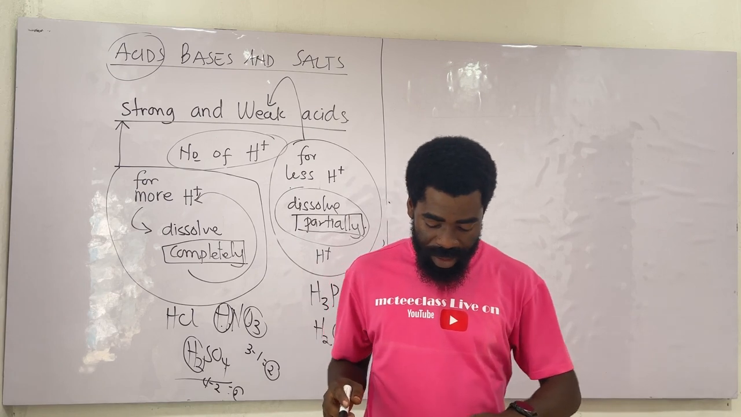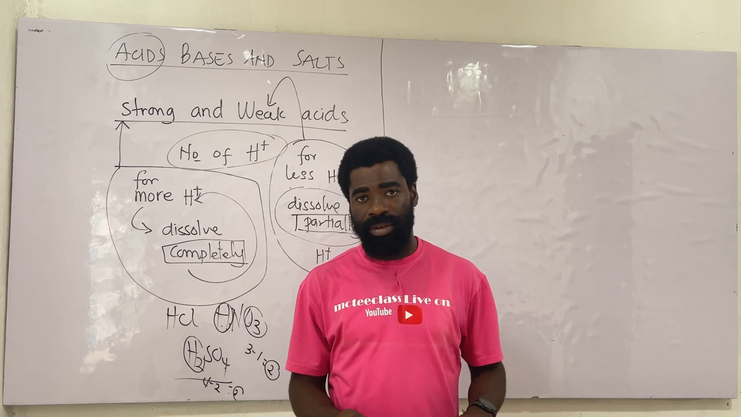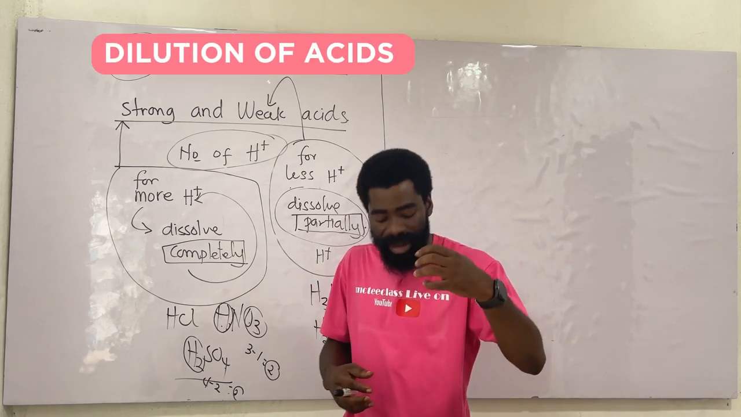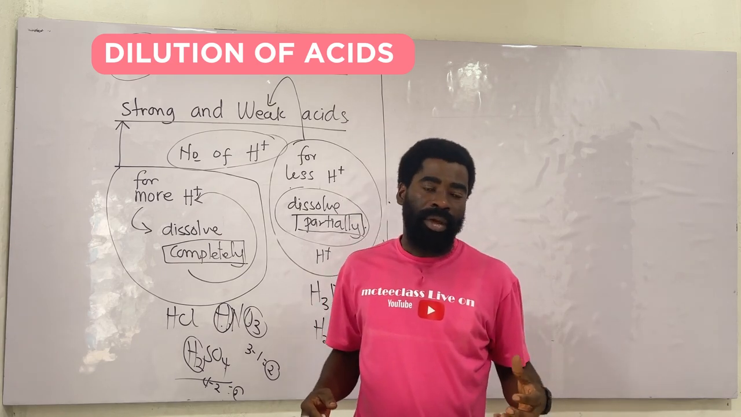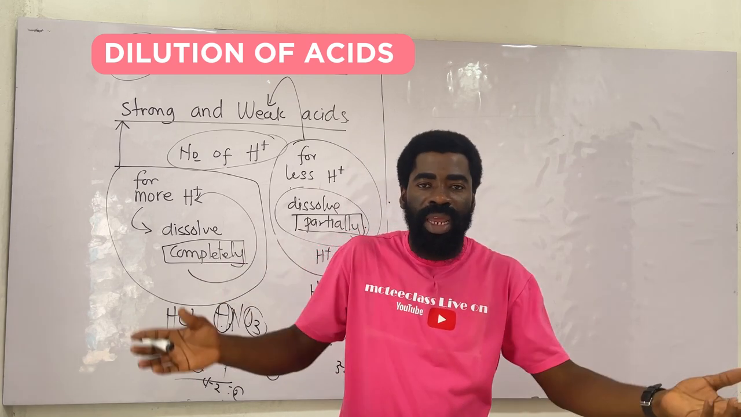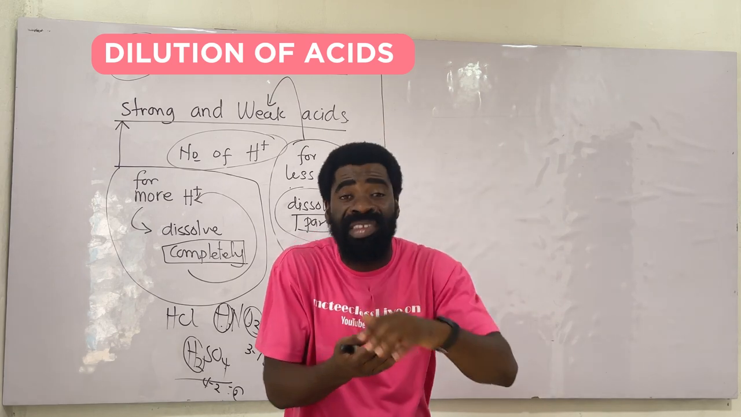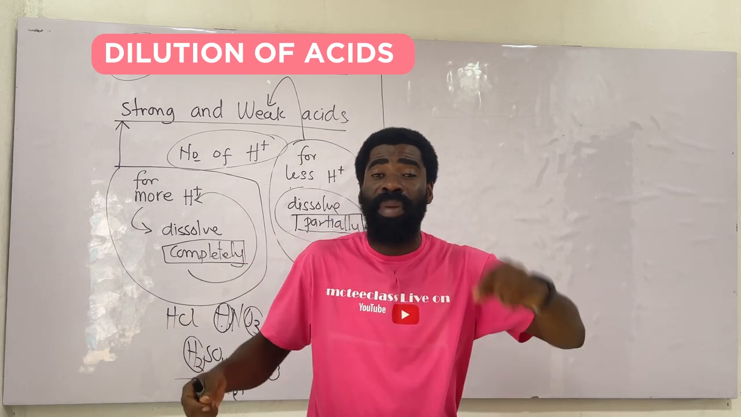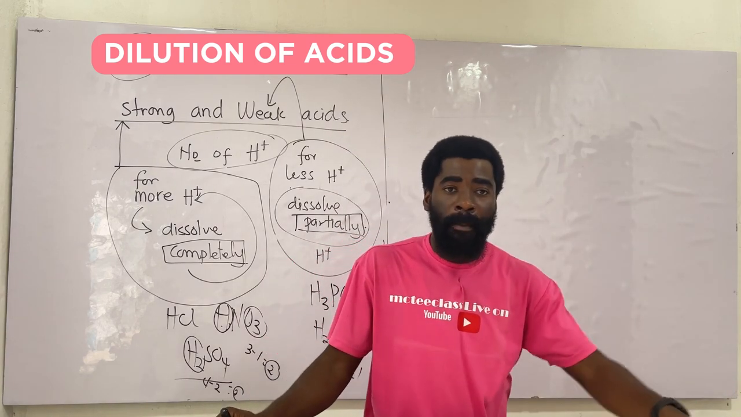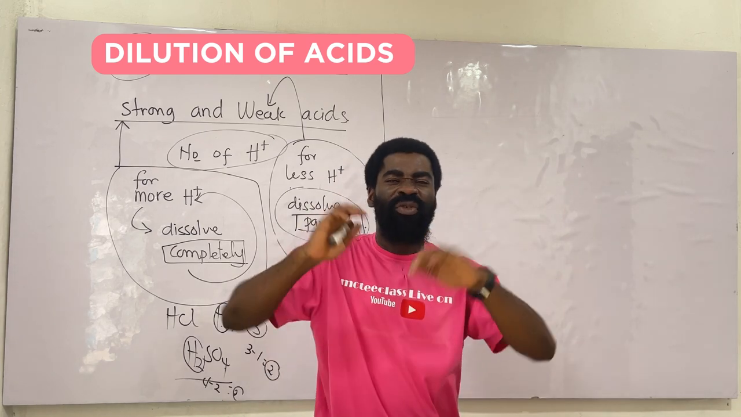Very simple. Good. Then we come to the dilution of acids. When we say we are diluting an acid, that means we are reducing the concentration of an acid. Let's put it this way. When you buy a fruit juice and you decide to add water to it, what you are doing is diluting. You are reducing the concentration, but the sugar content is the same. Don't get confused. You have reduced its concentration. In other words, you have reduced its sweetness.